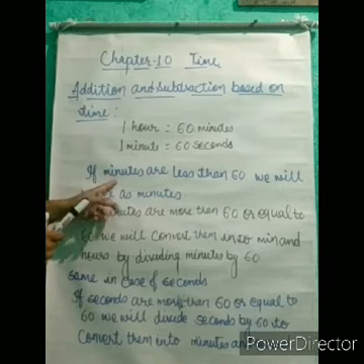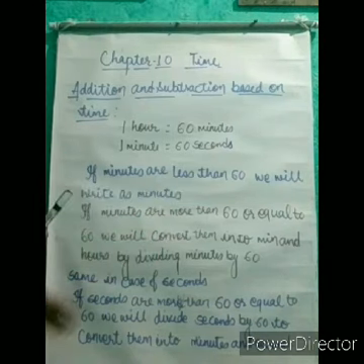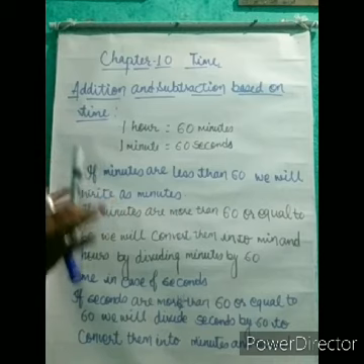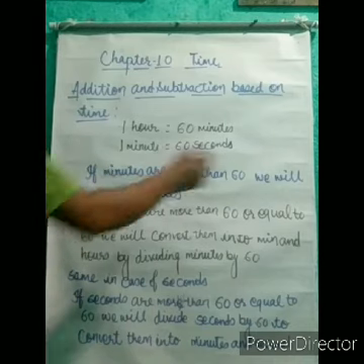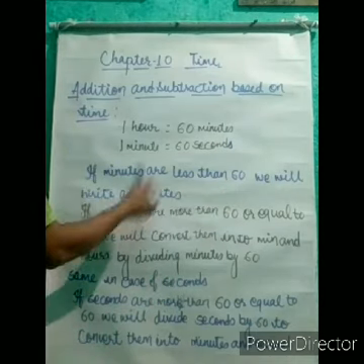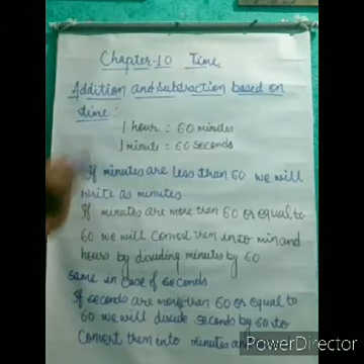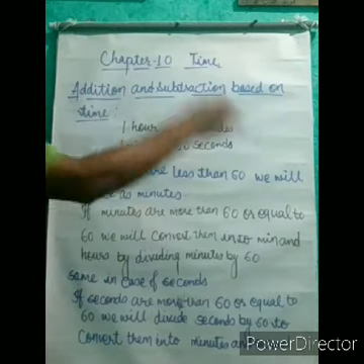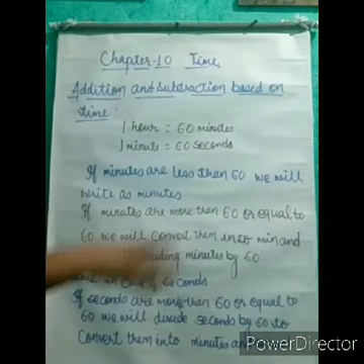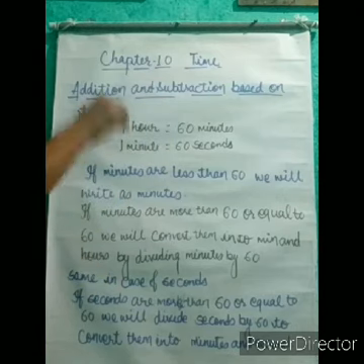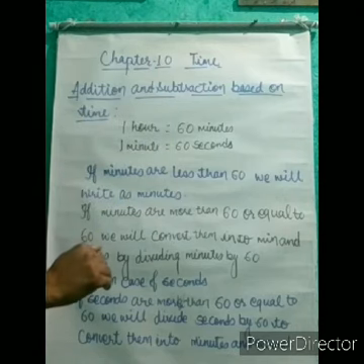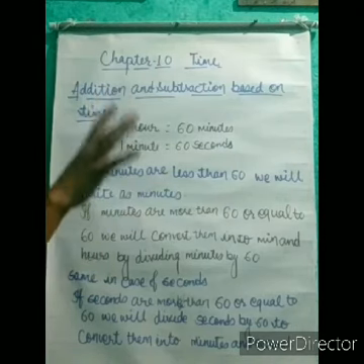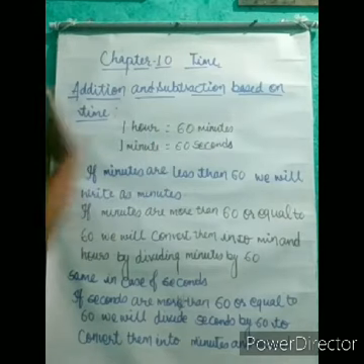If the minutes are less than 60, we will write them as minutes only. We will write them as they are, however many they are. If 59 minutes is given, we will write 59 minutes only. If it is 40 minutes, we will write 40 minutes only. If it is less than 60, we write as it is how many minutes are given. 20 minutes, then you write 20 minutes only.